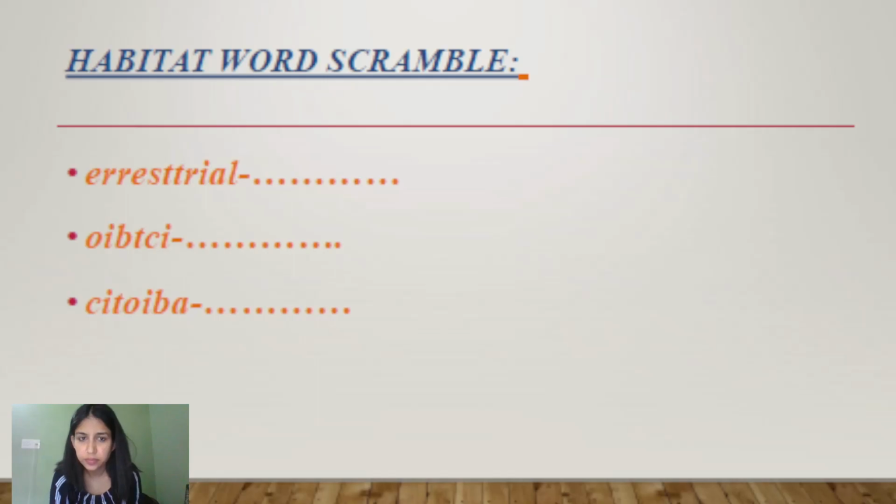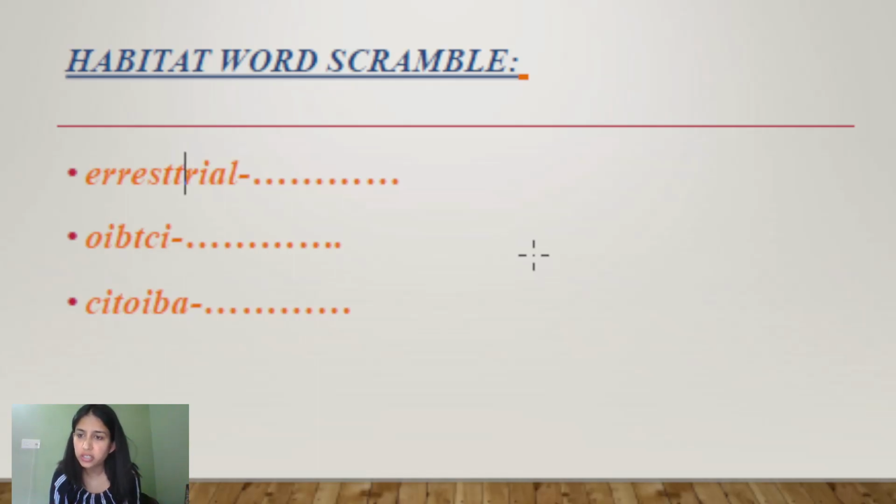E R R E S T T R I A L. Only this T should be moving from here to the initial side, then the rest of the word is correct, that is terrestrial ecosystem. Basically terrestrial ecosystem depicts the land ecosystem, or we can say the habitats that are present on the land only are kept under the terrestrial habitat.